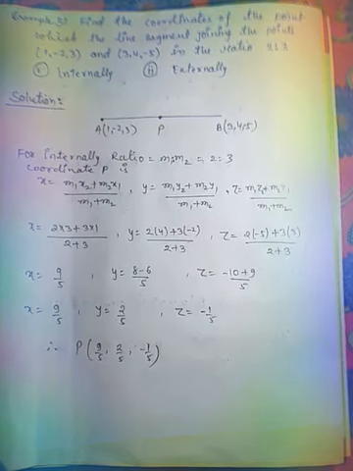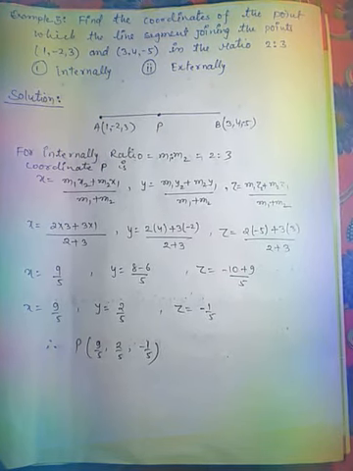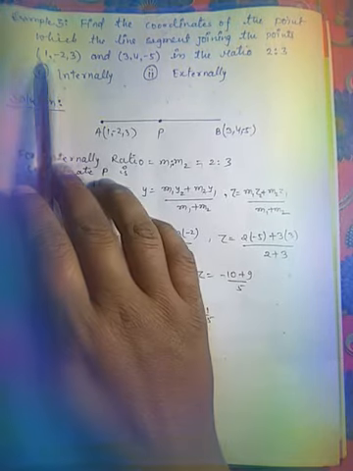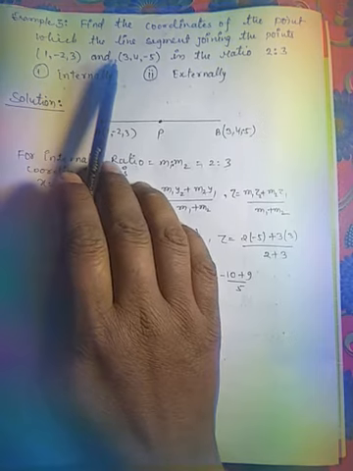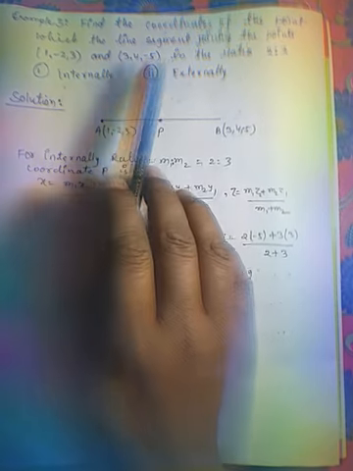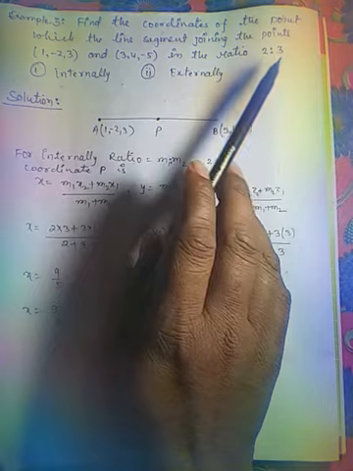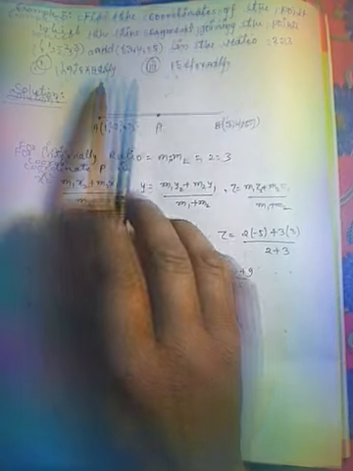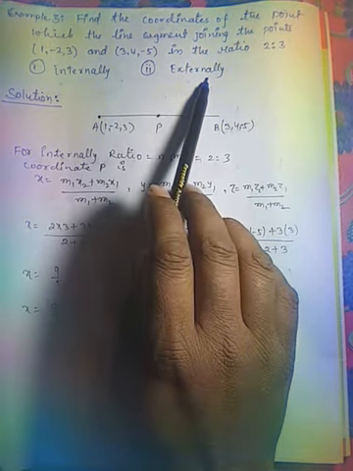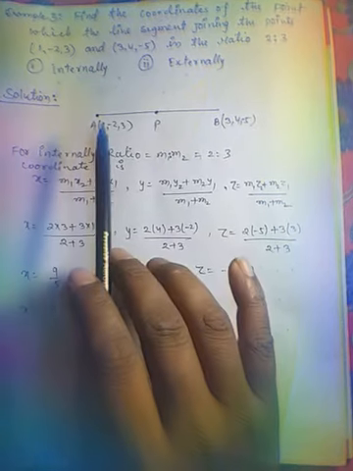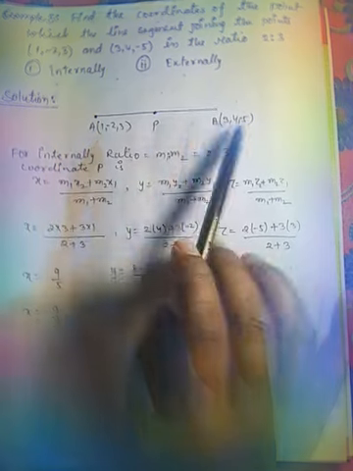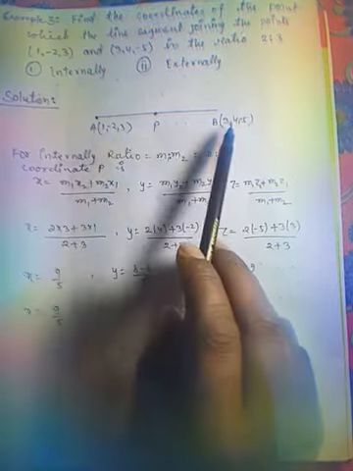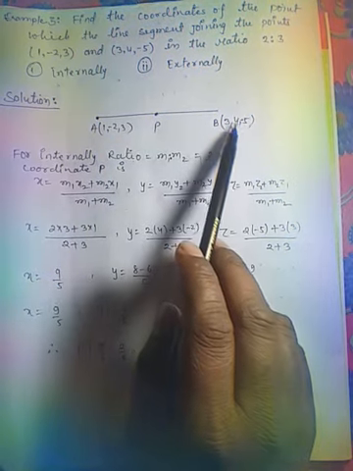Example 3: Find the coordinates of the point which divides the line segment joining the points (1, minus 2, 3) and (3, 4, minus 5) in the ratio 2 is to 3. Case 1 for internally, second for externally. Solution: the line AB, so coordinate A is (1, minus 2, 3) and the coordinate B is (3, 4, minus 5).